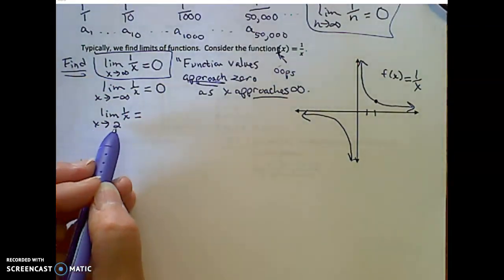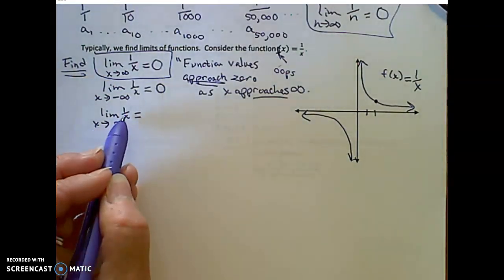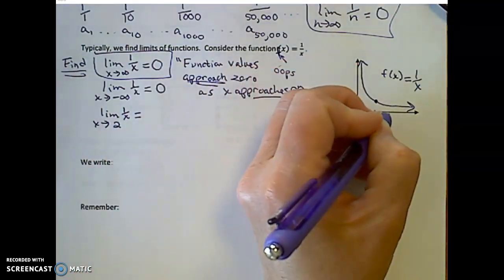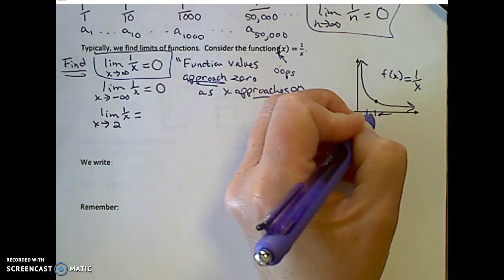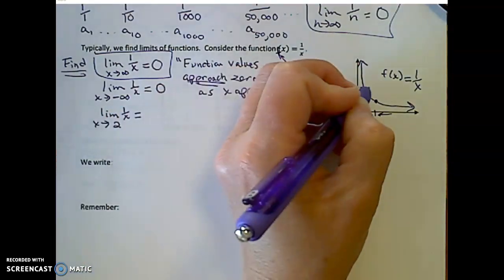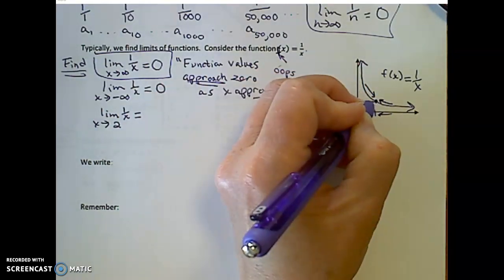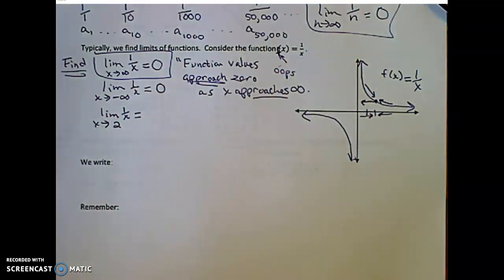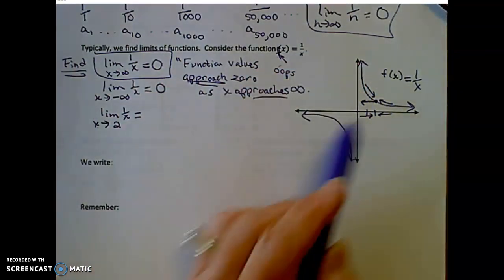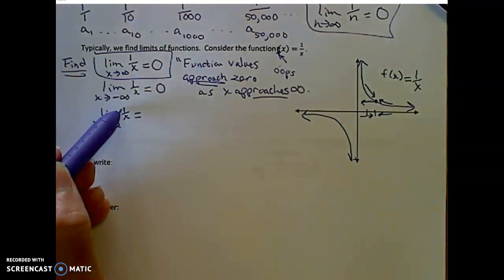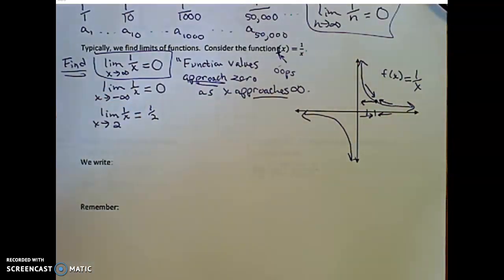As x values approach 2, what are my function values, my outputs, approaching? As x values get closer and closer to 2, my function values are approaching 1/2. I can just plug in 1 over 2, which is 1/2.